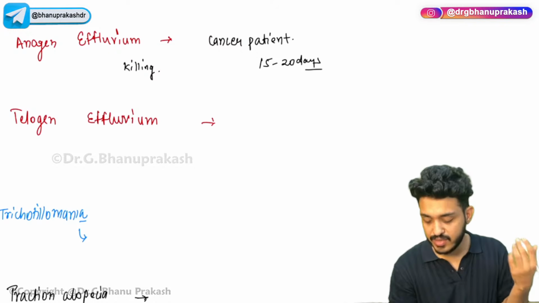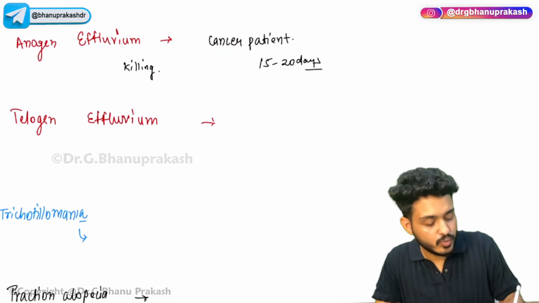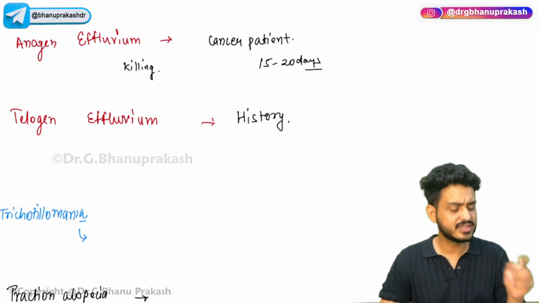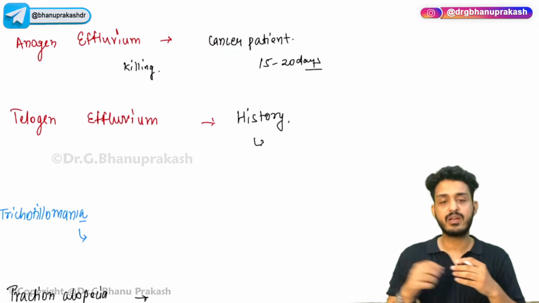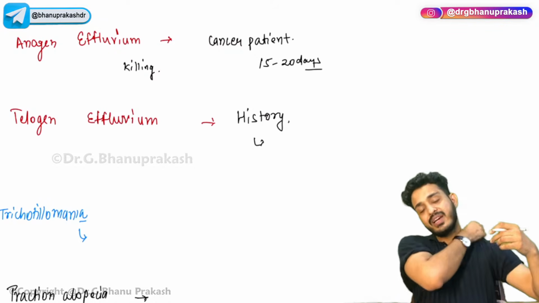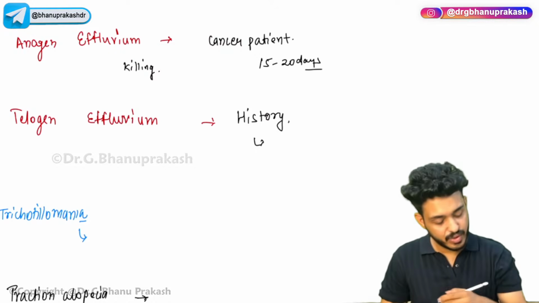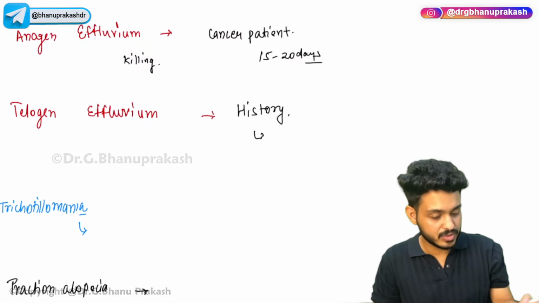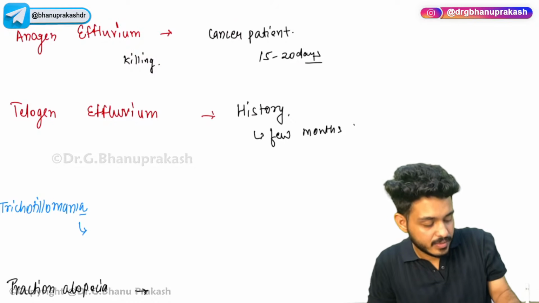Telogen effluvium, how will you identify? The patient will be coming to you with a history. In the question you will be having some kind of history, guys, and in that history the patient is having some kind of disease a few months back, because we already know telogen will be lasting for a few weeks. So you will be having a history of a few months.